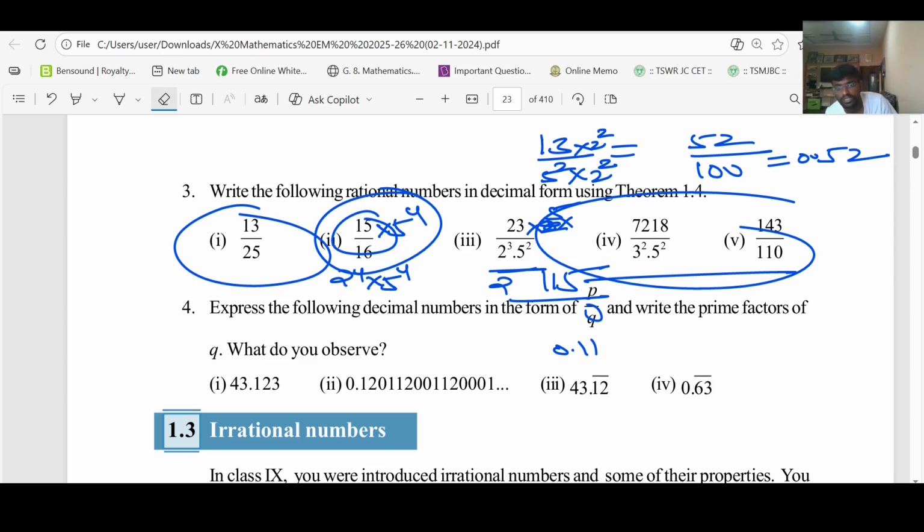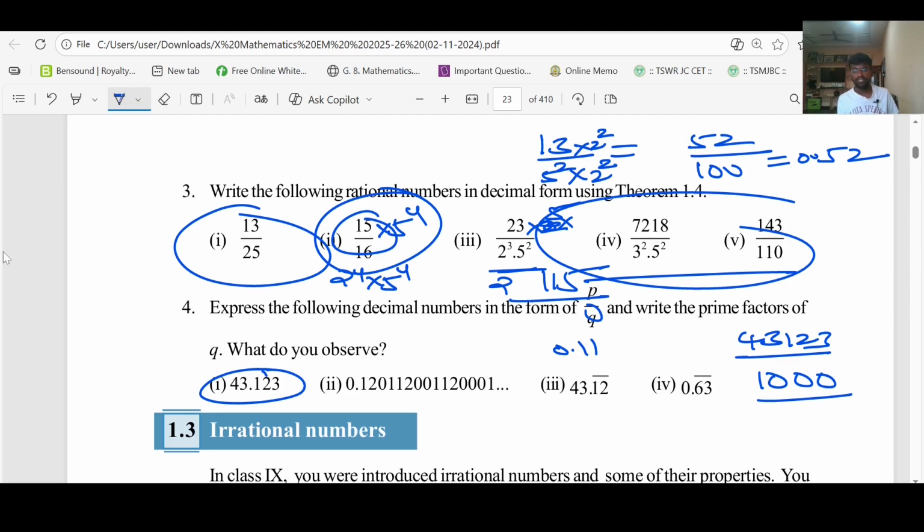And then express the decimal numbers in the form of p by q. Write the prime factors of q. What do you observe? Right. It is a terminating decimal, right? Terminating decimal, I can write it as 43123 by 1000. 1000 can be written as 2 power 3 into 5 power 3. Right? What do you observe? When you convert a terminating decimal into fractional form, rational form, the denominator is in exponential form, which consists of 2 power m or 5 power n or 2 power m 5 power n.